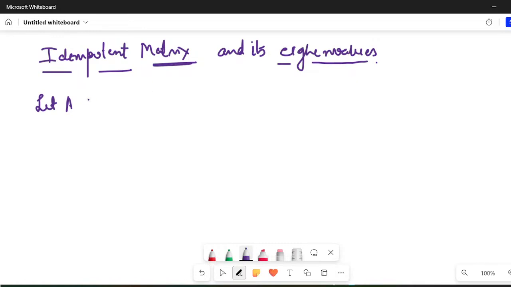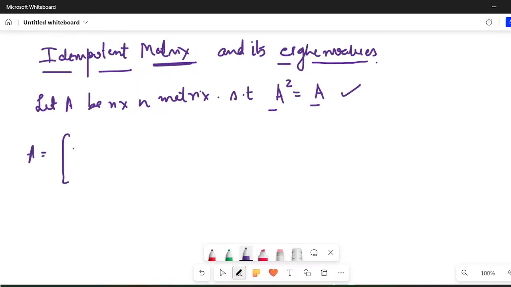So what is an idempotent matrix? Let A be an n cross n matrix such that A square is equal to A. Then this matrix is called an idempotent matrix. Let us take an example and understand. This is one example: 1 1 and 0 0. Here clearly A is a non-zero matrix. It is clearly a non-identity matrix.